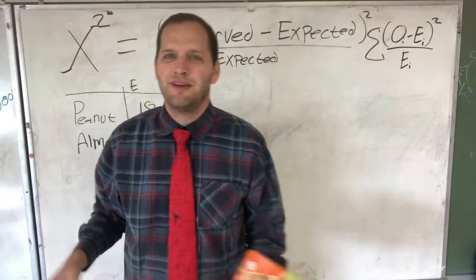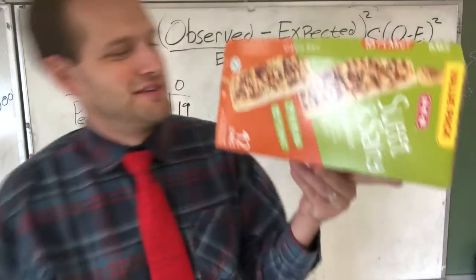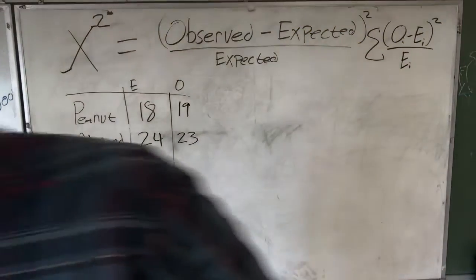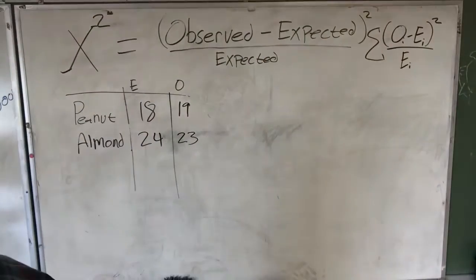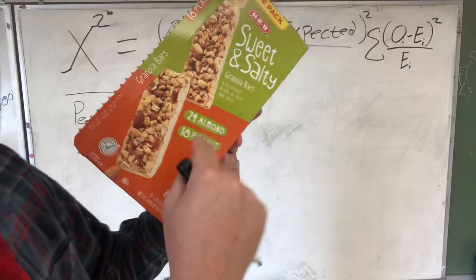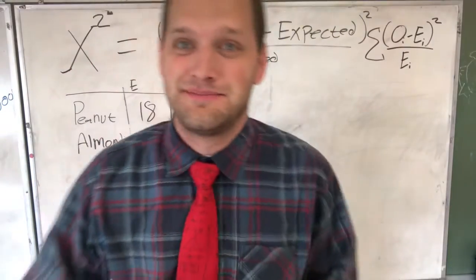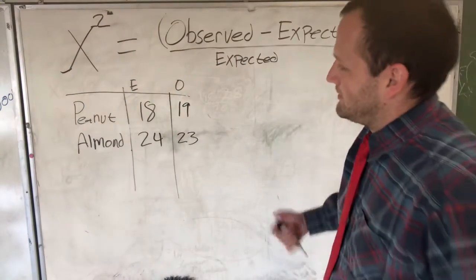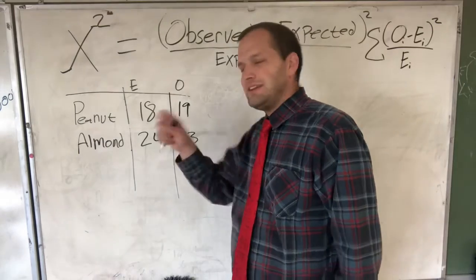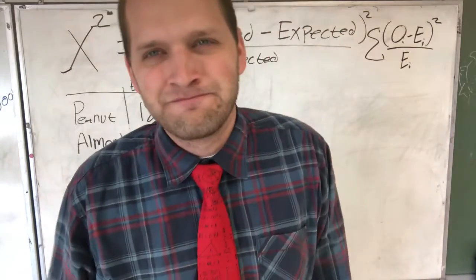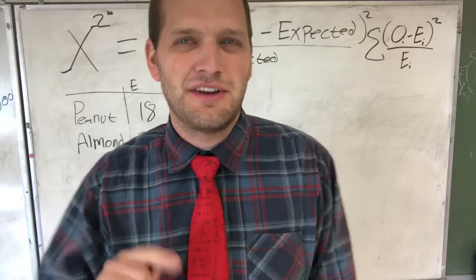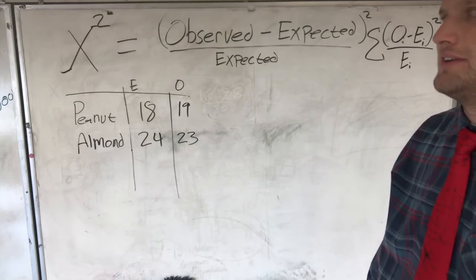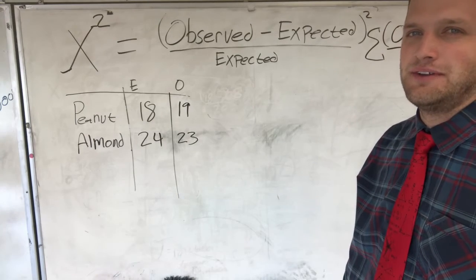All right, here's the last problem. I love shopping over at H-E-B. The almond and peanut butter bars are pretty good. I really like them. Well, it says right on the box, I'll show you the box here, that they're going to give you 24 almonds and 18 peanuts. So this last time I got the box and I counted, and there were actually 19 peanuts and 23 almonds. Statistically, is that a problem? I want you to go through and calculate the chi-squared statistic. Pause the video and do it.